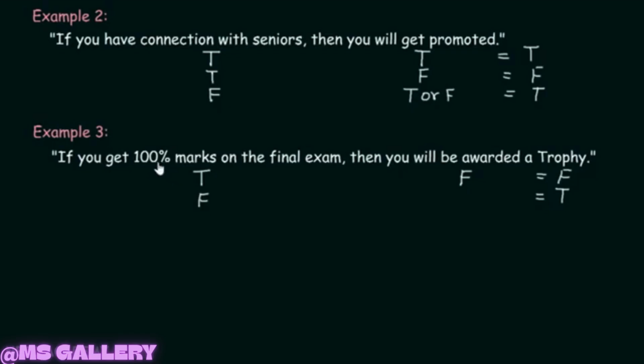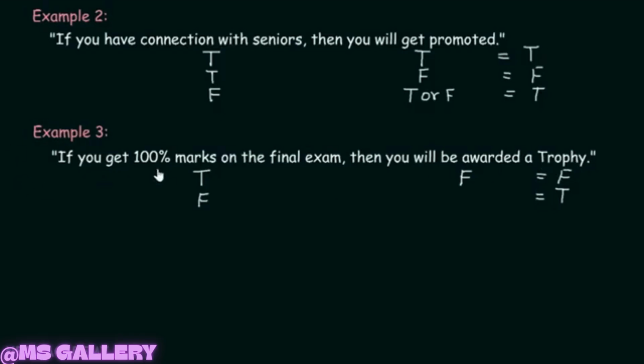If you won't get 100% marks on the final exam, then how can you ask for a trophy? If you get 100% marks, then definitely you can demand a trophy. If you get 100% marks and you're not getting a trophy, then definitely this statement is false. But if you won't get 100% marks, then you cannot demand a trophy. You may get a trophy or you may not get a trophy. But you cannot say that this particular statement is false.